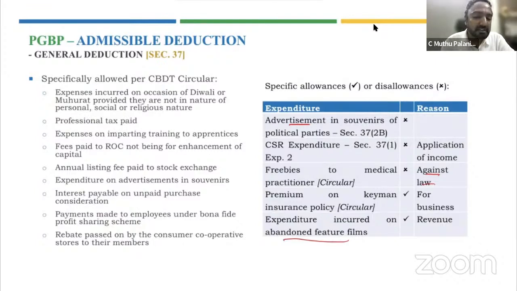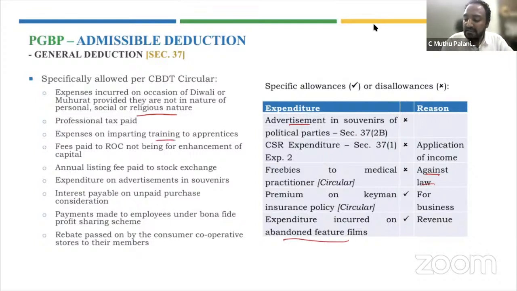Apart from that, they've also given certain other clarifications. Any occasion which is not religious in nature, which means it is for the company as a whole. You are spending on some function for the organization as a whole, that is allowed. It should not be for a specific set of people considering religion. It should be common for all the employees. So that expenditure is allowed. And any professional tax paid is allowed. We saw in salary, professional tax borne by the employer should be included in the salary and then claimed as deduction. So any professional tax payment is allowed.